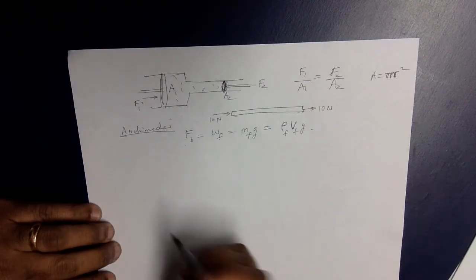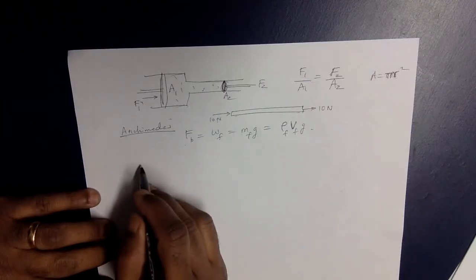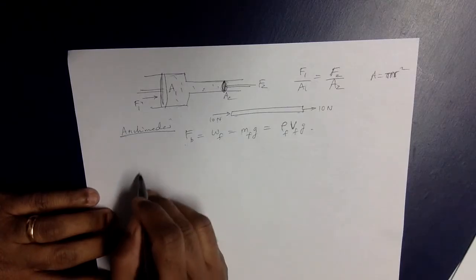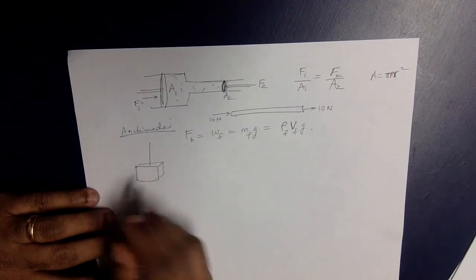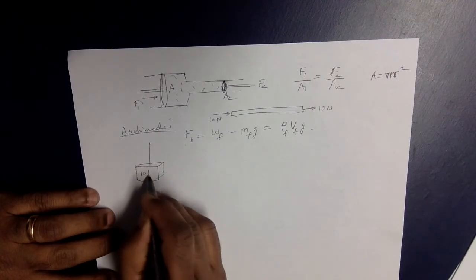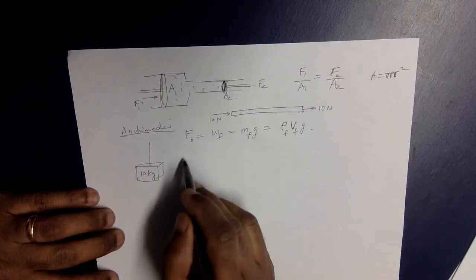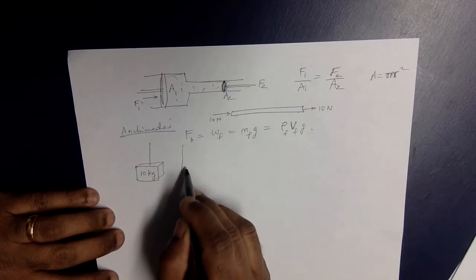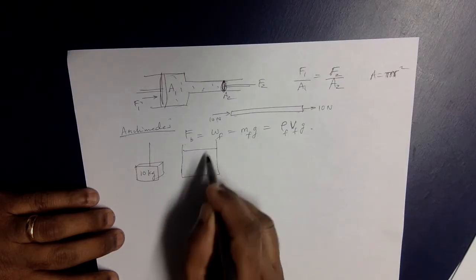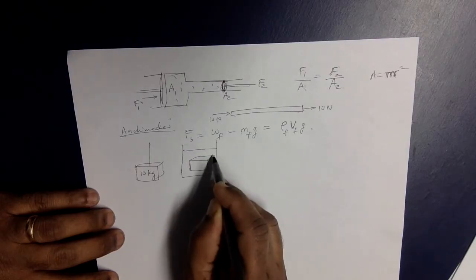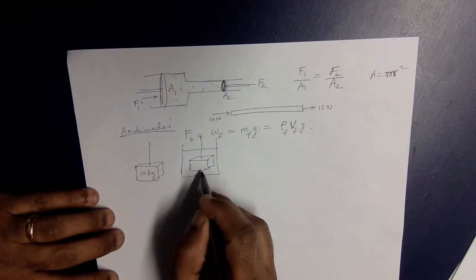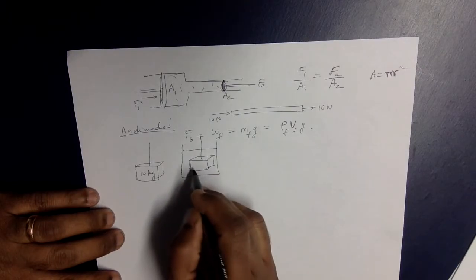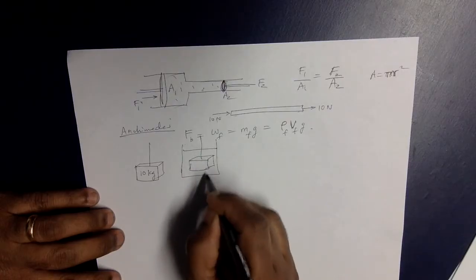A typical problem that you can think about here is, let's say an object weighs some mass in air. Suppose it weighs 10 kilograms in air. And then when it actually goes into a liquid like water, it weighs less. So when it goes into a liquid, let's say it weighs 8 kilograms.